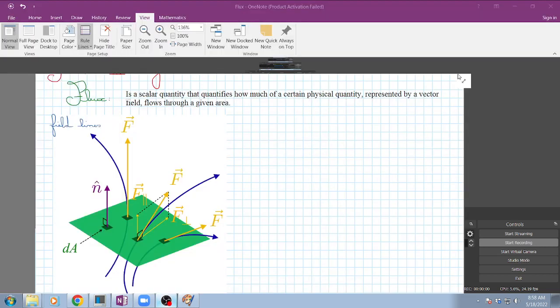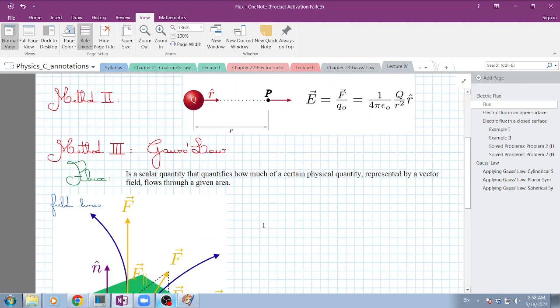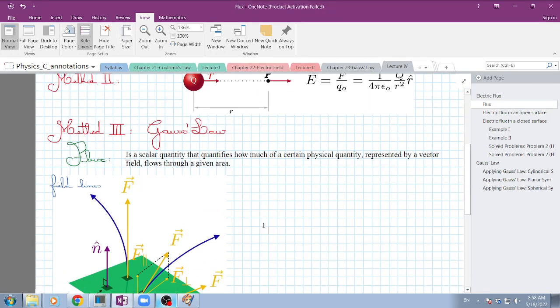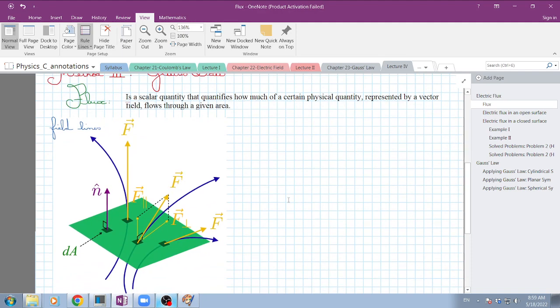Coming back. Just to remind you guys, this is the third method that we're going to use to solve this class of problems in electromagnetism. The main concept that you have to learn to understand Gauss's law is the concept of flux. Flux is nothing more than a scalar quantity that quantifies how much of a certain physical quantity, in our case represented by a vector field, flows through a given area.